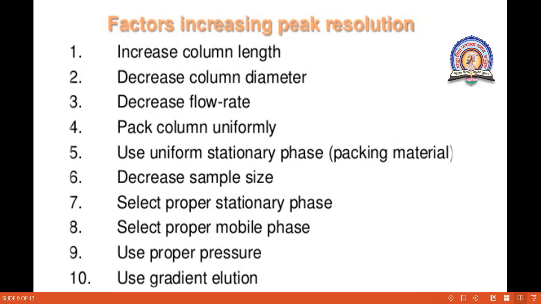Decrease the sample size. Then select the proper stationary phase, select the proper mobile phase, use the proper pressure, and use the gradient elution. In gradient elution, two types of solvents are used. One is a weak solvent and another one is a strong solvent. By increasing the ratio of that solvent, we are getting the good separation. So this gradient elution is most commonly used in this chromatographic technique. Due to that, we are getting the better resolution. Okay. So these are the factors increasing the peak resolution.